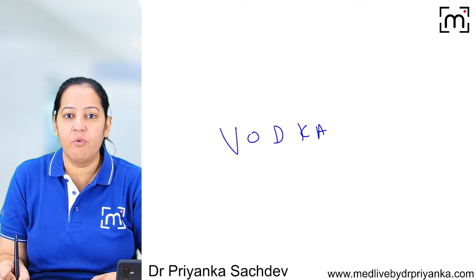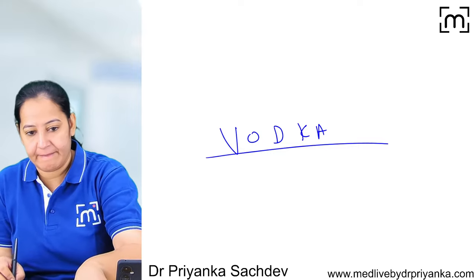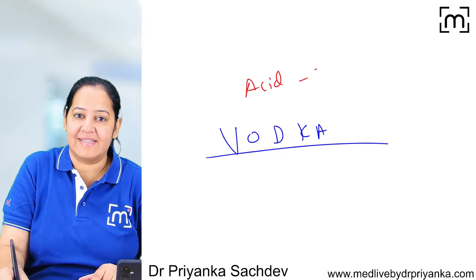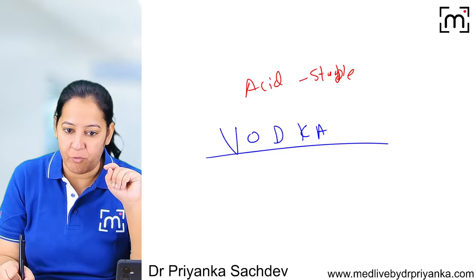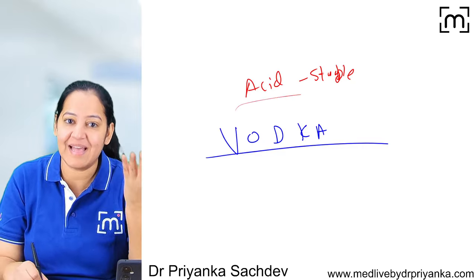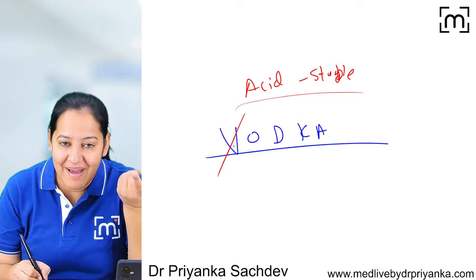Vodka is acid stable. These are five. You can take the tablets of vodka; the patient can take the tablet because it is acid stable. V for penicillin V.